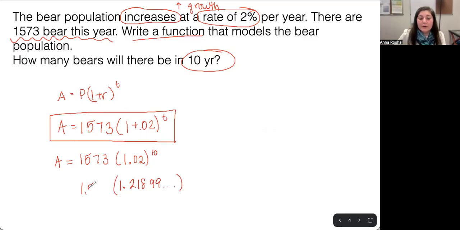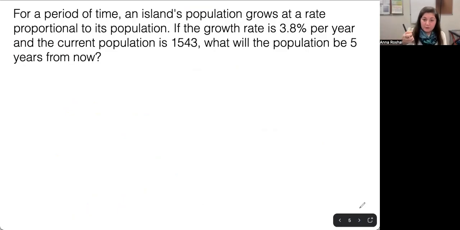And then that number we're going to multiply by 1573, to get our final bear population, or our ending amount, which is going to be about this many bears. Because it's 0.4, I'm going to leave it as 1917 instead of rounding it up to 1918. And that's how many bears we're going to have in 10 years. So it's really all about finding the information that you need, pulling it out of the word problem, plopping it into that formula, and then going from there.